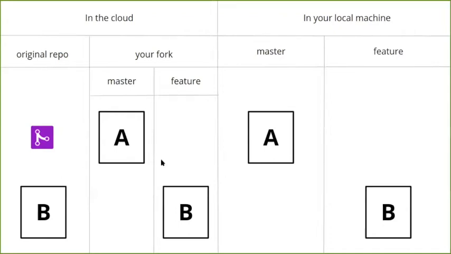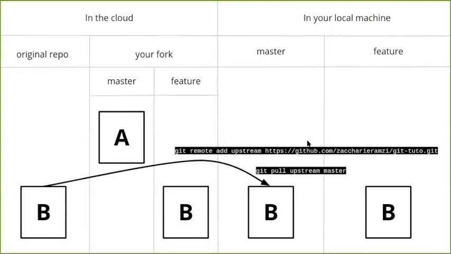So what you can do is add the original remote repo as another remote repository on your local machine. This is done by git remote add, a name, most of the time it's called upstream, and the address of the original GitHub repository. And then you just have to pull the modifications that are registered on this original repo. So you do git pull upstream master. And finally, to also update the state of your fork in the cloud, you need to push the modifications that happened on the master branch.